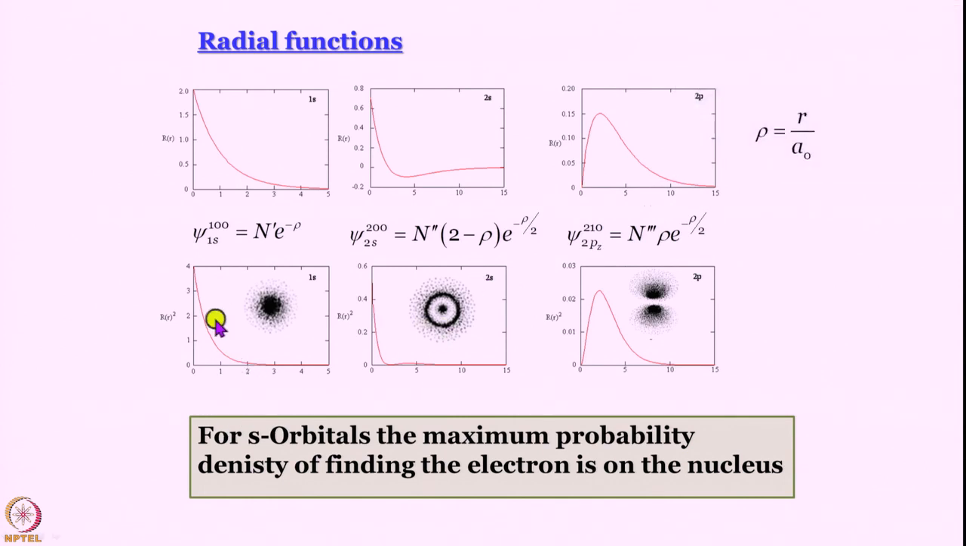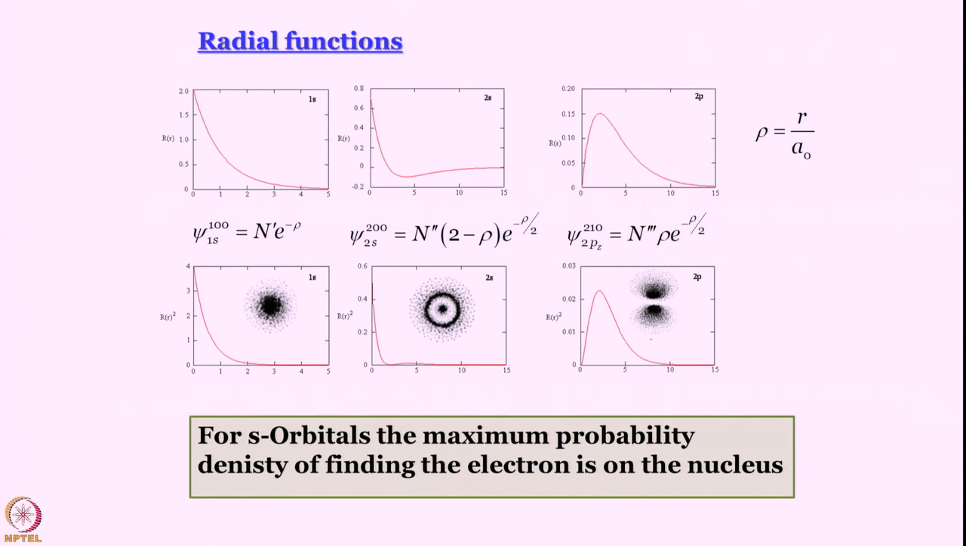What are these? These are the square of capital R. This is what the square of the 1s orbital is, again a fall which is a little steeper, and for the 2s orbital, what do you get? It falls off, becomes 0, then increases again and tapers to 0 later on. For the 2p orbital, you take the square, again it is a curve that looks like this. What are these figures that are shown in the inset? We will take a rain check on that. We will talk about it later.